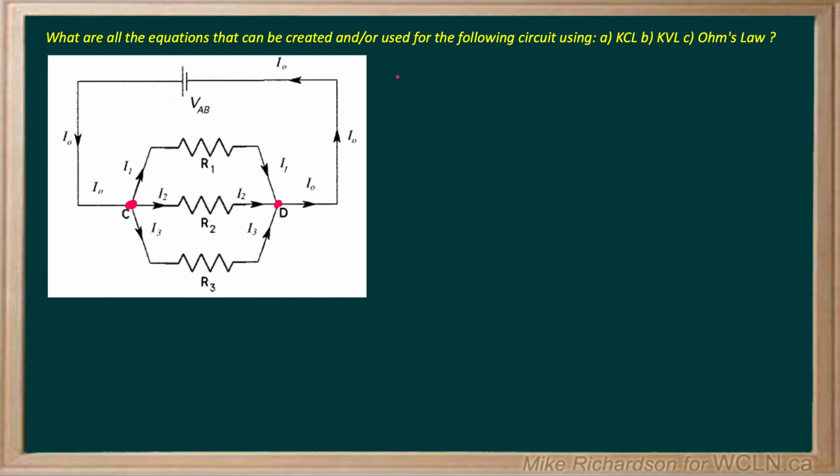So first of all, if we look at Kirchhoff's current law, current coming in equals current coming out. I0, the total current coming in, gets split up into I1 plus I2 plus I3. And then it leaves again and becomes I0. Now what about the voltage law? I'll do that in blue.